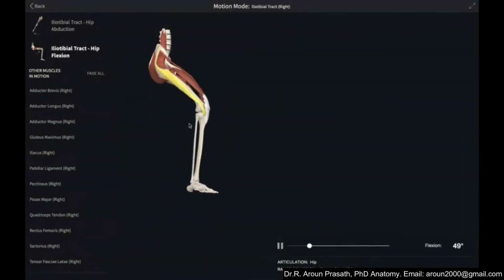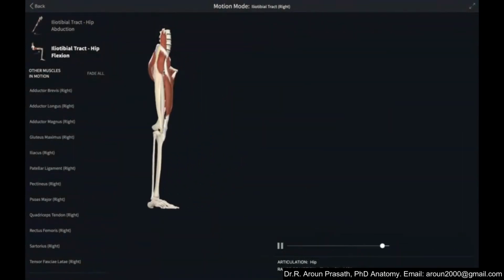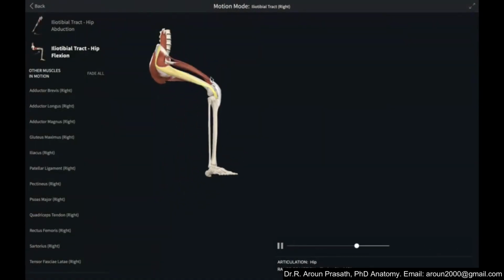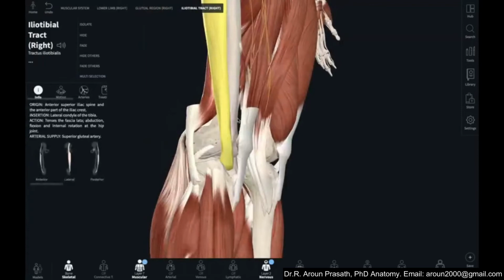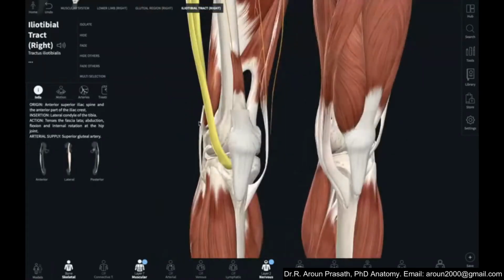Okay, see, whenever the knee is flexing, you can see this IT band is rubbing with the adductor tubercle, and finally it gives severe amount of pain in the lateral aspect of the knee joint. Okay, this is one of the clinical points. We call it IT band syndrome, iliotibial band syndrome.